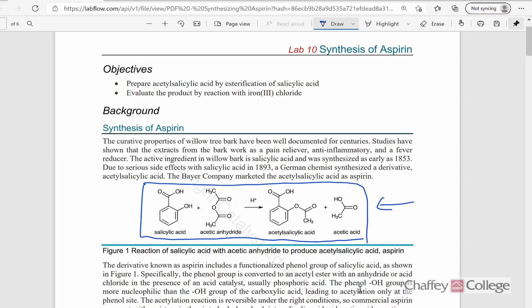From this equation, we can see that 1 mole of salicylic acid reacts with 1 mole of acetic anhydride, and it results in formation of acetyl salicylic acid. So this compound here, this compound is the aspirin.